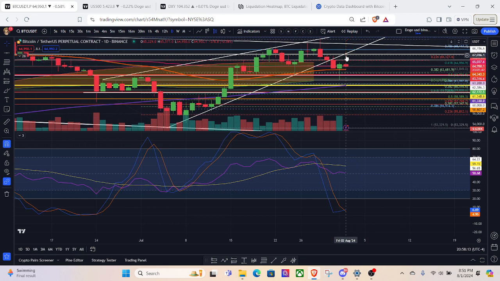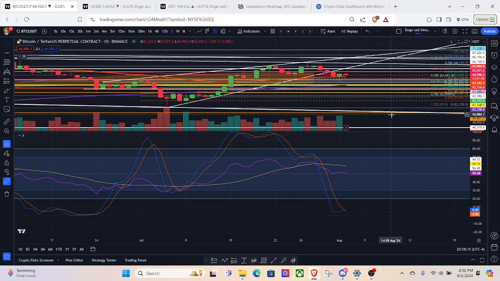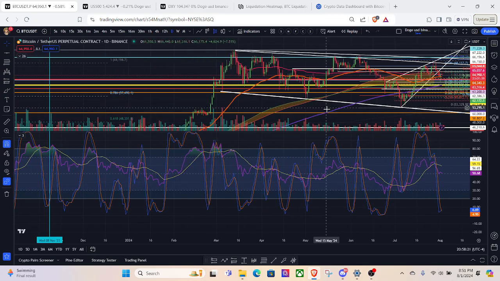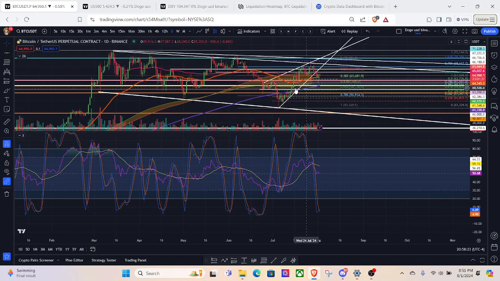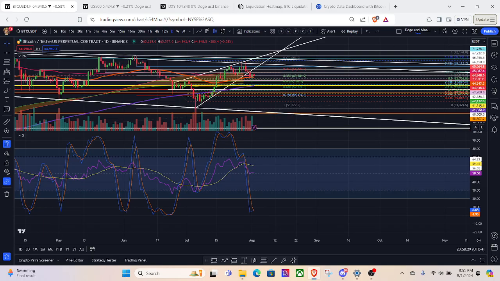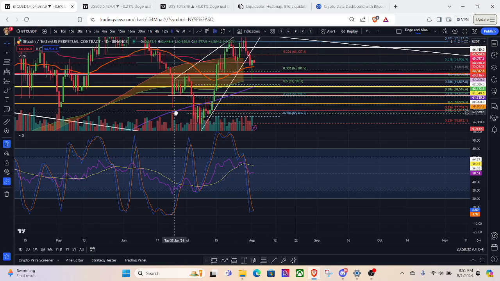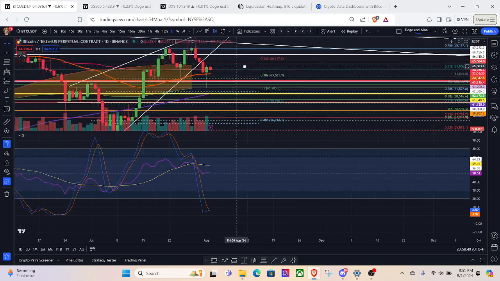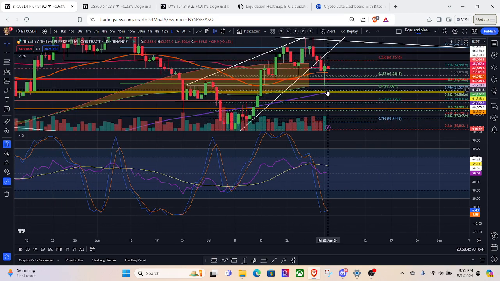However, if we do lose 60K, then I would say that our next stop is probably revisiting the bottom of this channel, somewhere between 50 and 52K. Might dip a little bit lower with just a wick or something like that. It depends on how people are reacting if and when we get that low. But for now, we are still above the 200 daily simple moving average. So that in and of itself is bullish for the time being.